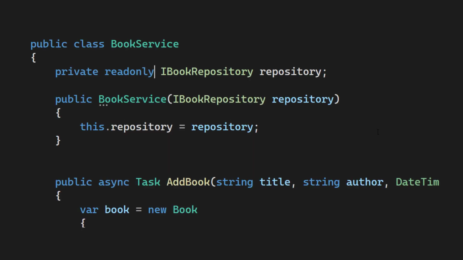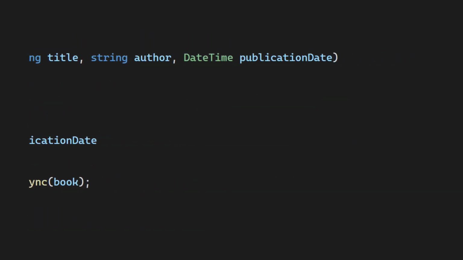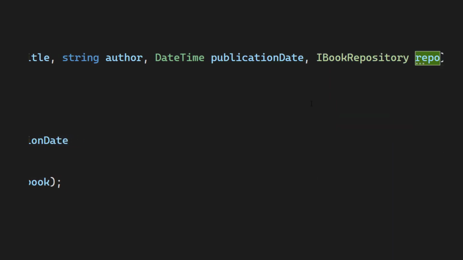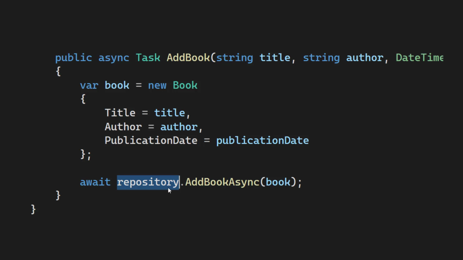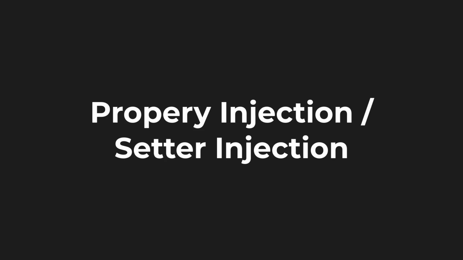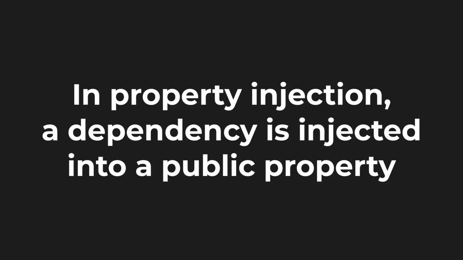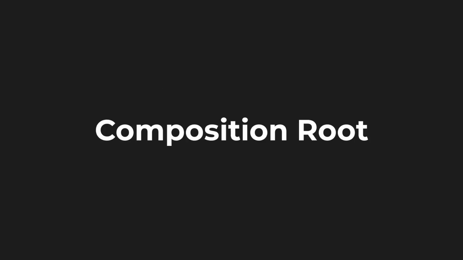Next, we have method injection. In method injection, we declare a parameter to a method of type IBookRepository and then use the passed in reference to call the AddBookAsync method. So this means that whenever any consumer invokes this method, that consumer needs to supply an object of a class that implements IBookRepository into the method. Then we also have property injection or setter injection that we can use to inject a dependency into a property. And finally, we have the composition root design pattern.